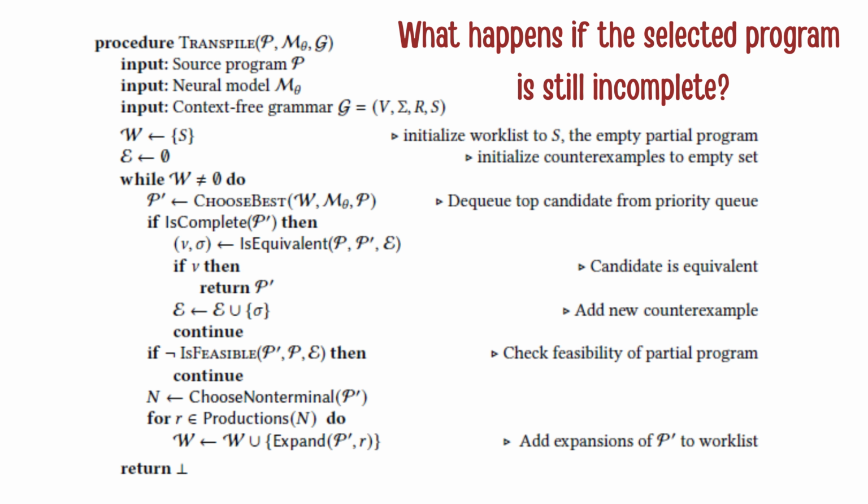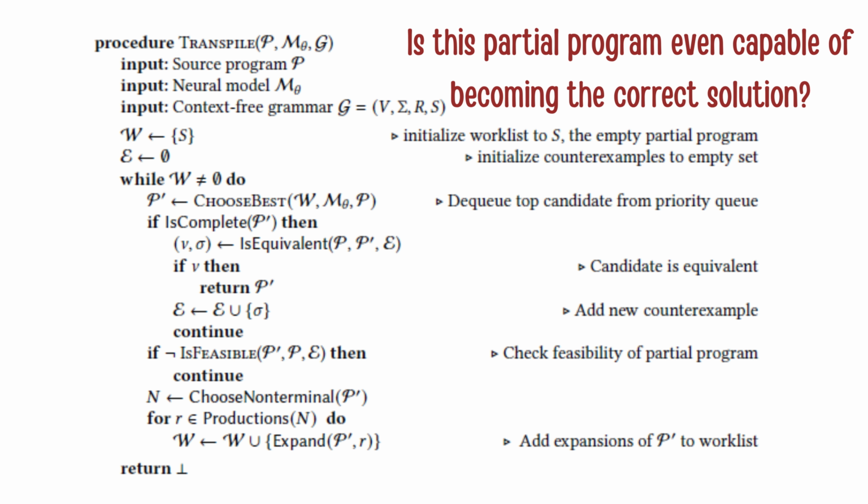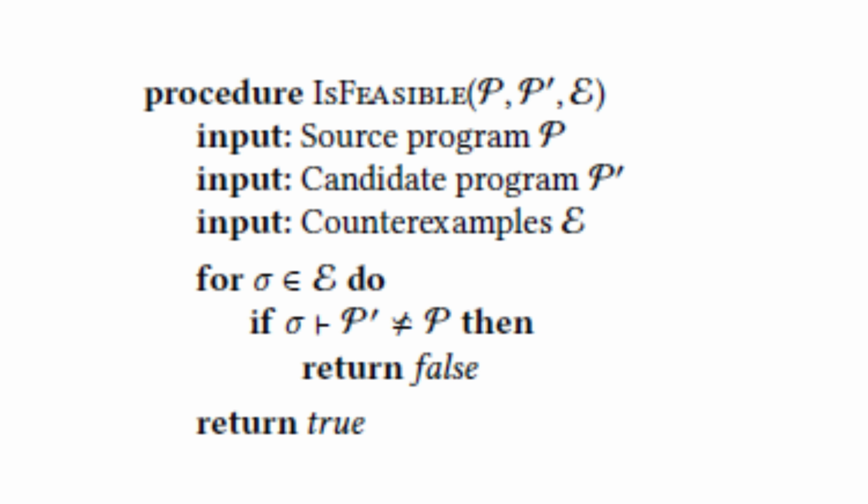But what happens if the selected program is still incomplete? Instead of immediately expanding the partial program, the algorithm first asks another question. Is this partial program even capable of becoming the correct solution? To answer that question, it invokes a procedure called isFeasible. The algorithm examines every counterexample collected so far. For each input, it checks whether the current partial program could still satisfy trace compatibility with the source program. If even one counterexample proves that trace compatibility is impossible, the algorithm immediately rejects the candidate.